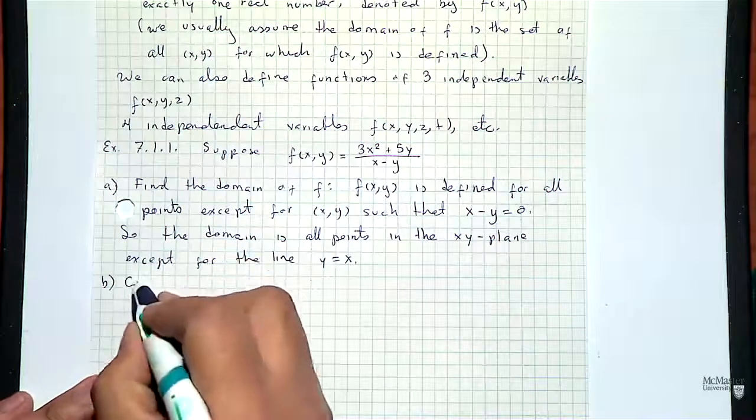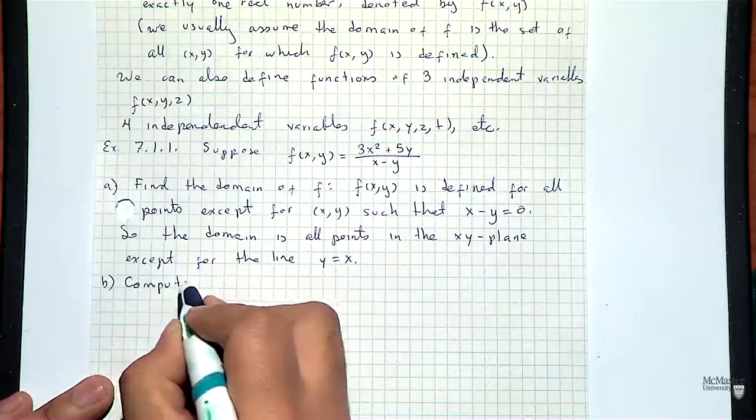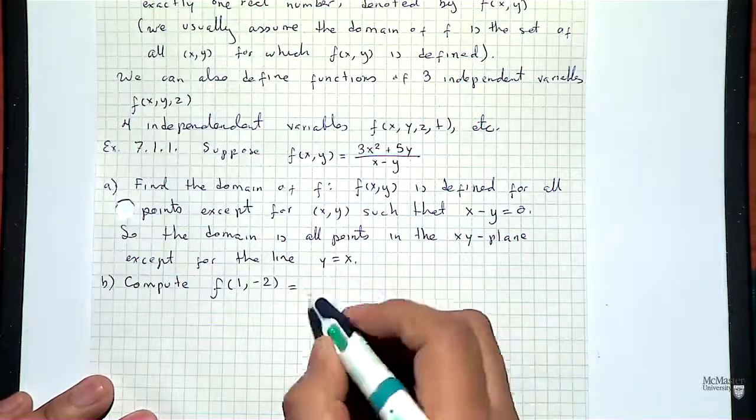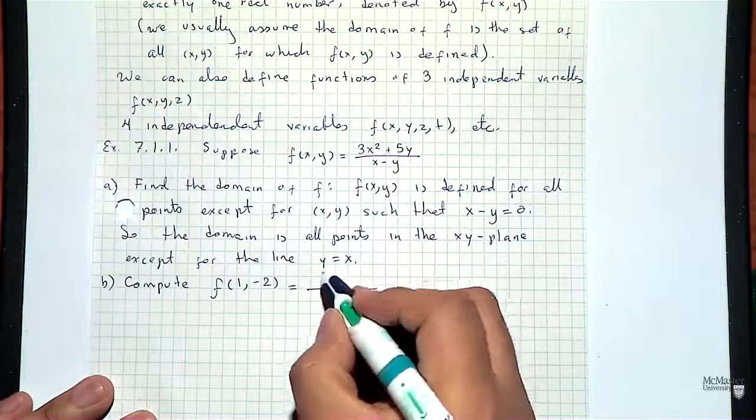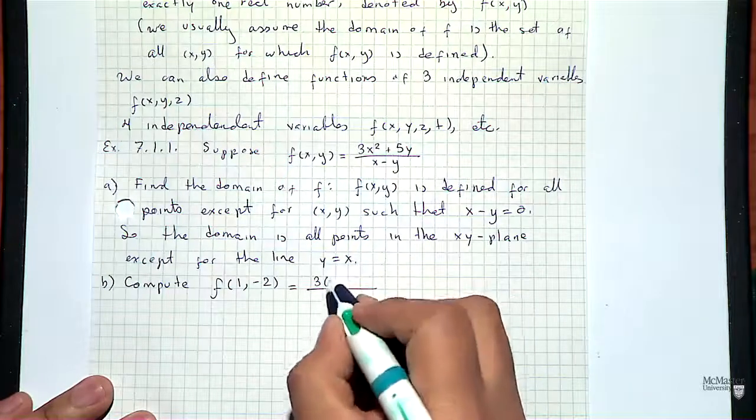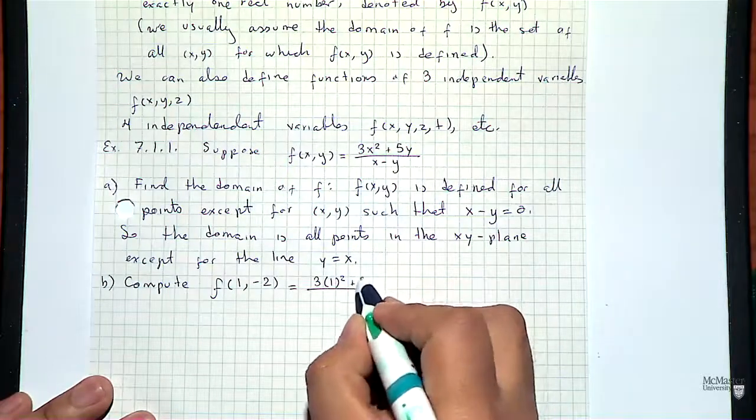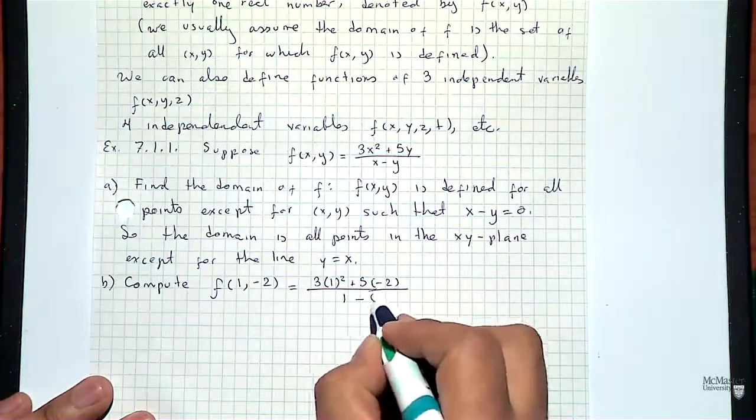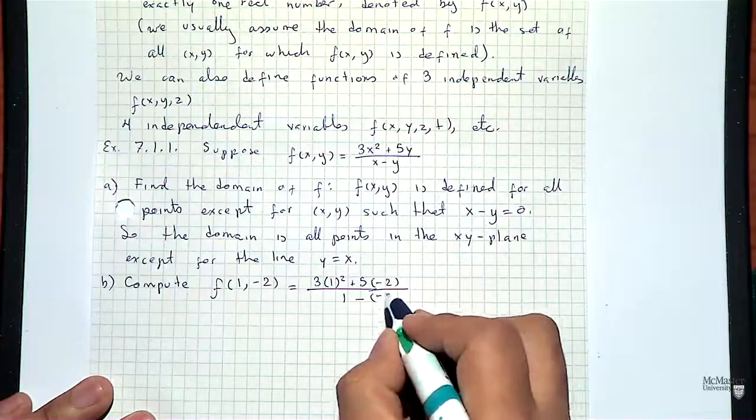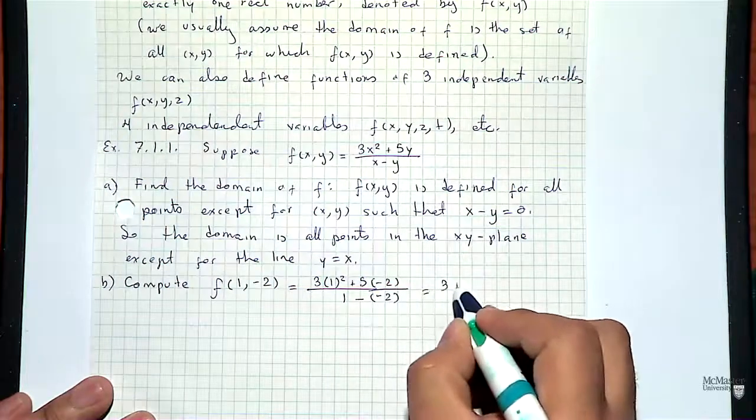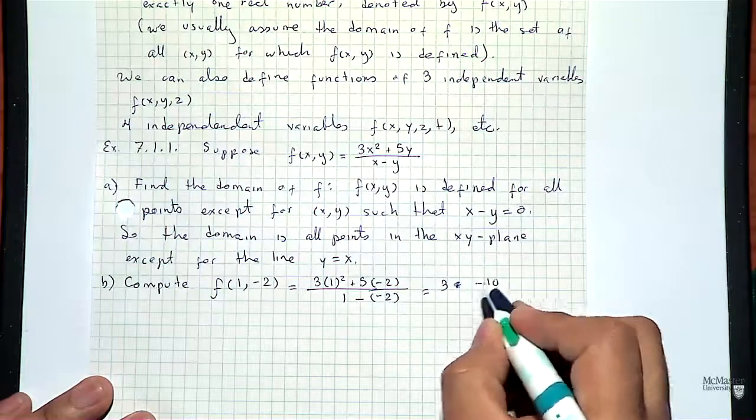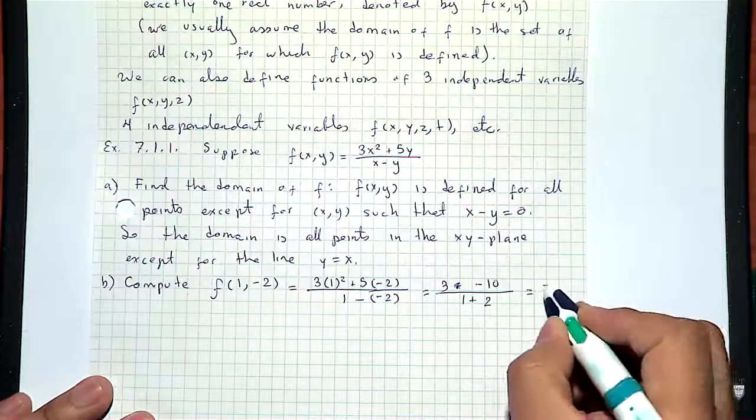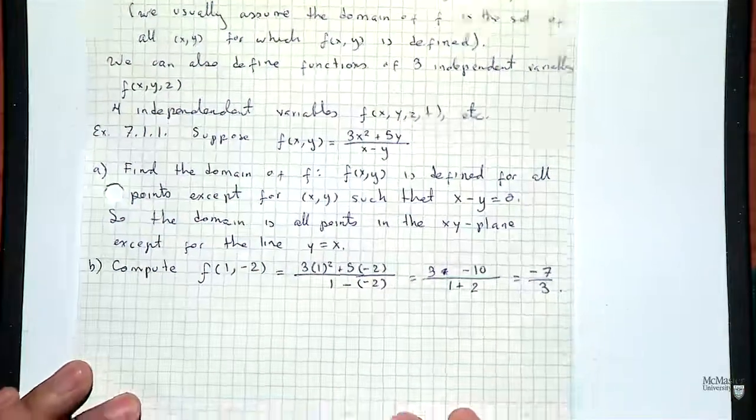So the second is to compute f of 1, minus 2. And here it's just to learn how to manipulate the objects, right? So it's 3x squared, so this is 1 squared if you want, plus 5 times y, which is minus 2, and then 1 minus, well, x minus y, so you have minus 2. So you have 3 minus 10, and then 1 plus 2, so minus 7 divided by 3.